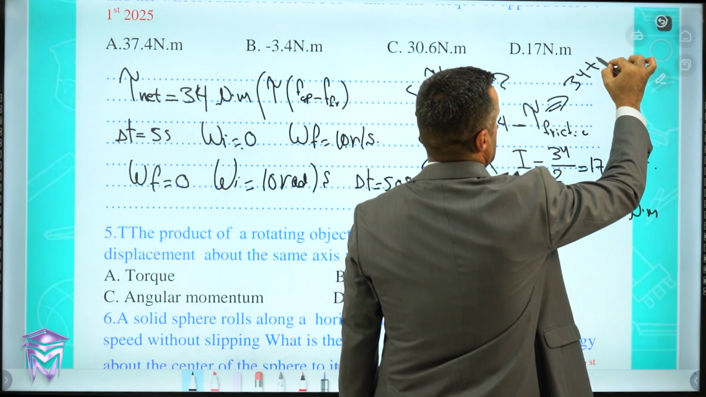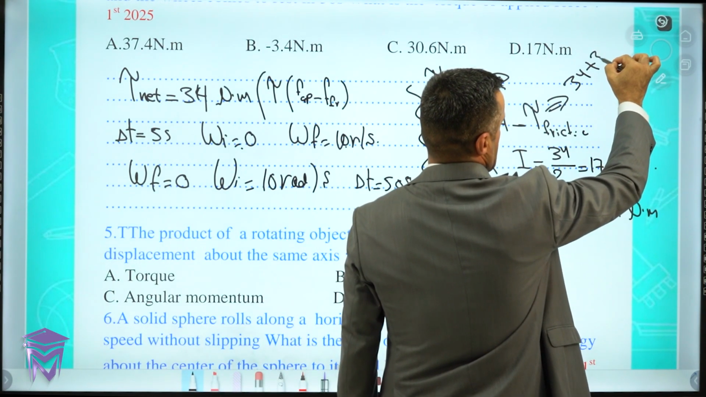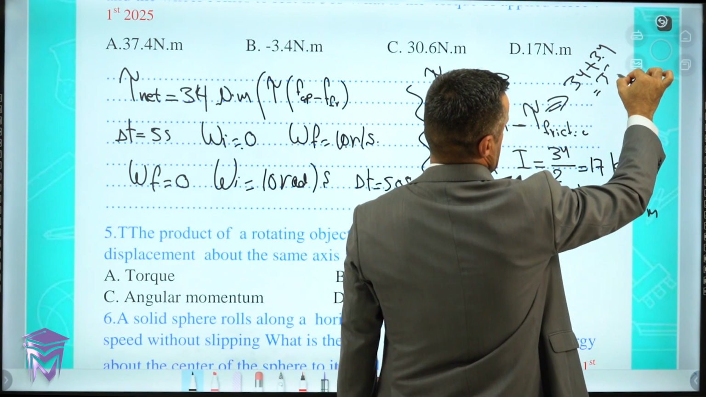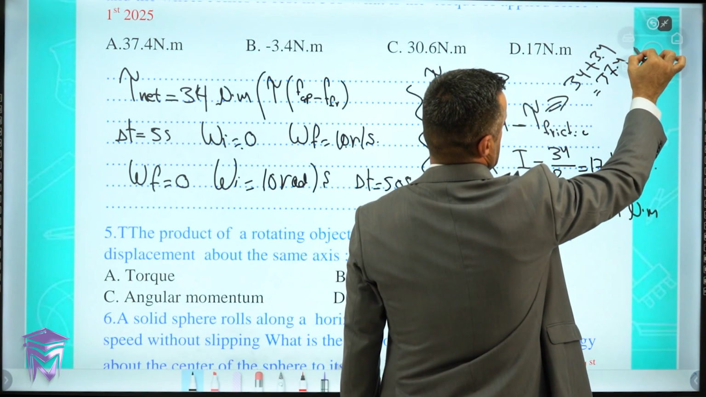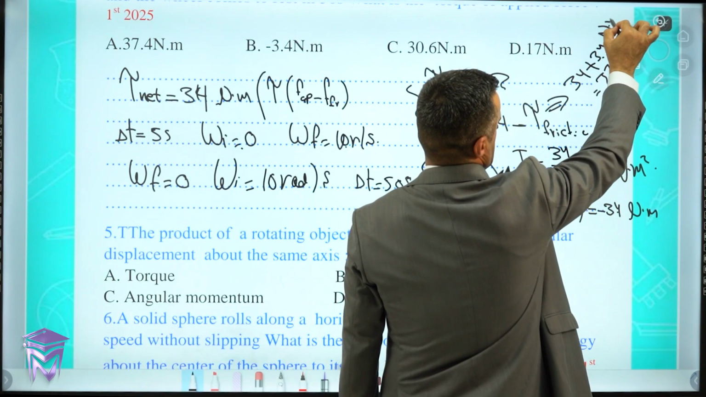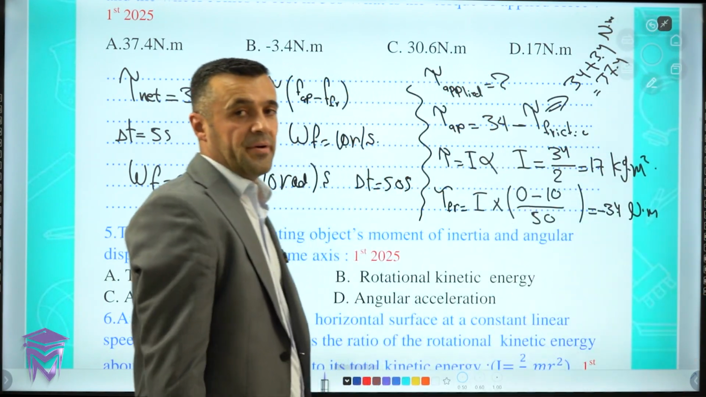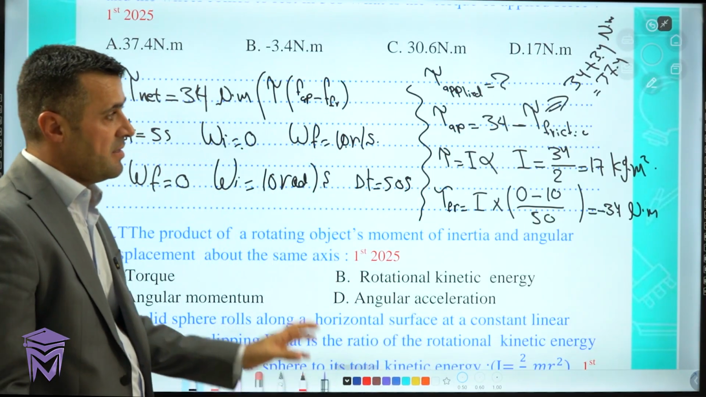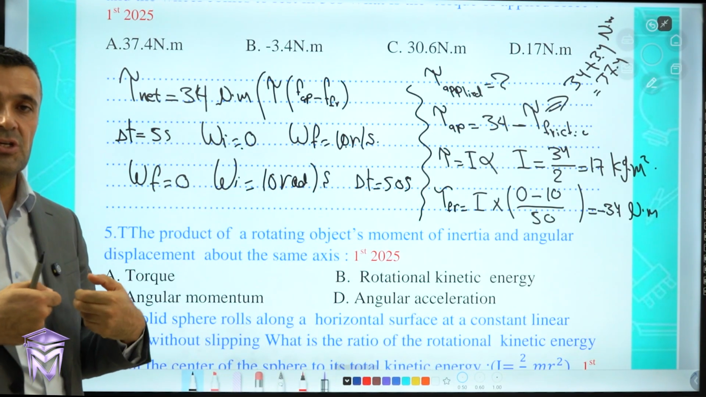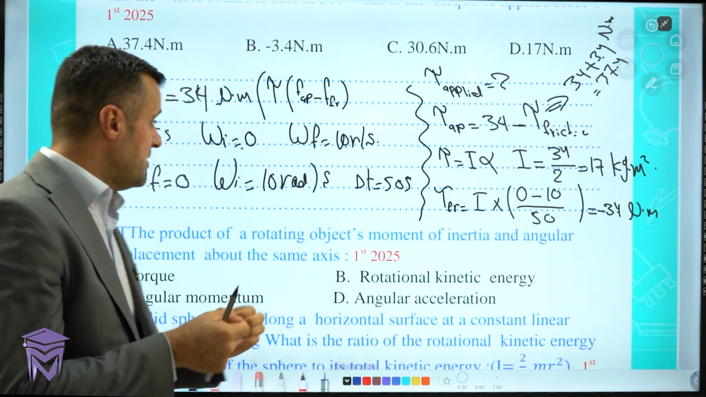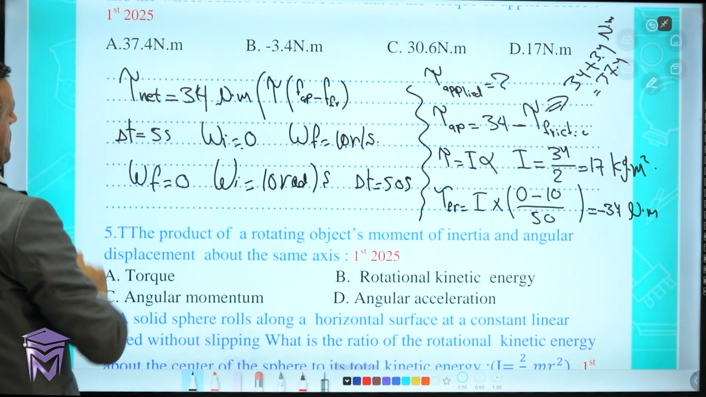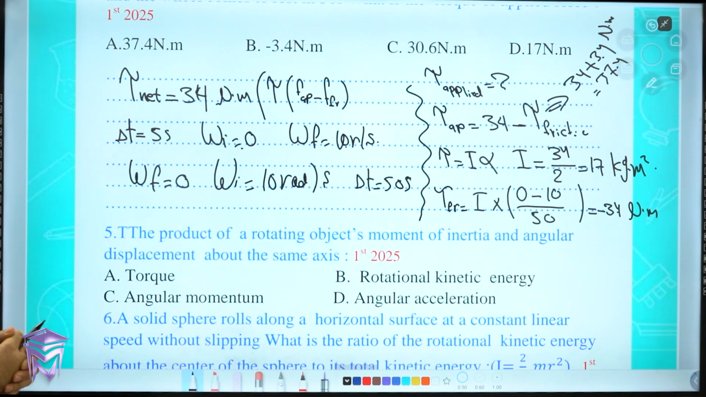34 plus 3.4 equals 37.4 Newton dot meter. The correct answer is 37.4 Newton dot meter. This is the amount of torque due to the applied force. Then we can write B equals 37.4 Newton dot meter.